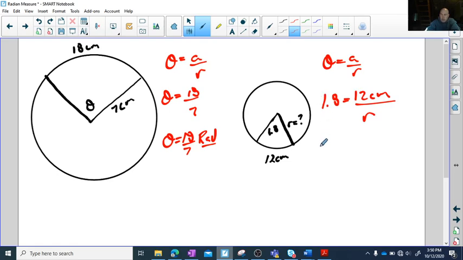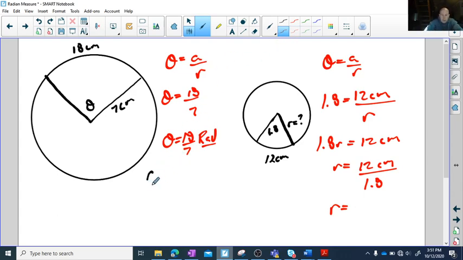So if I multiply both sides by r, I'm going to have 1.8 r equals 12 centimeters, which tells me that my radius will be 12 centimeters divided by 1.8, and that will give me my radius in centimeters. I'm just going to grab my calculator.